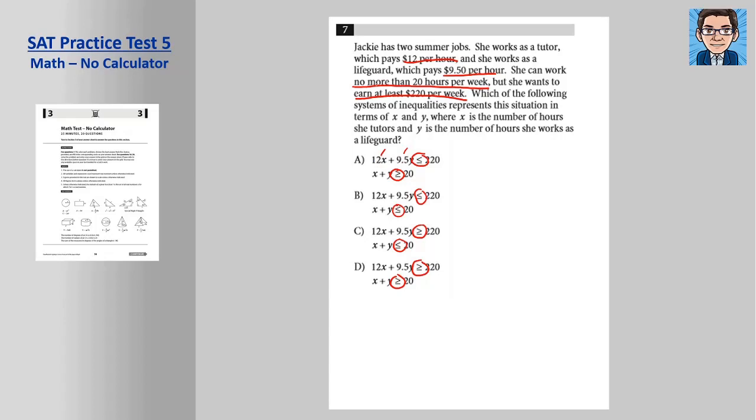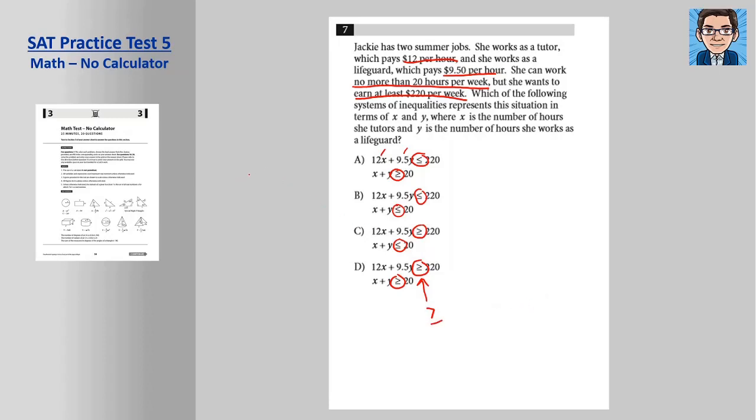If we say it has to be at least 220, we're okay if it's more than 220. It just can't be less than 220. So for this sign, it's going to be greater than or equal to 220. It has to be 220 or more.